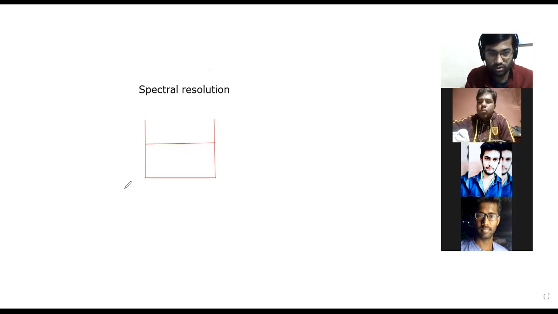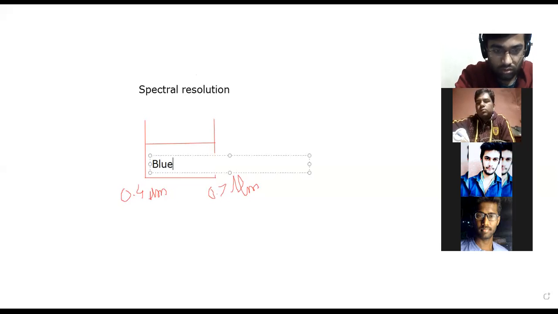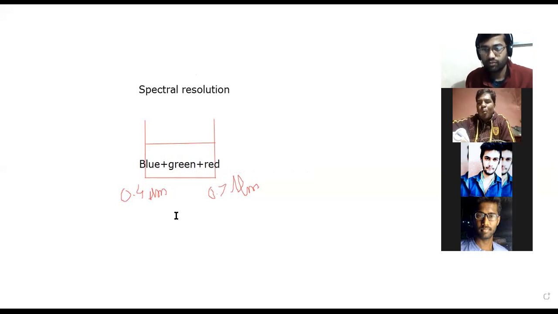What is the range of the visible region? Let's say 0.4 micrometer to 0.7 micrometer. So I'm using this one band here, I'm drawing one band, 0.4 to 0.7 micrometer. You know that within this band you have three colors: blue plus green plus red. Clear? So now this band consists of wavelengths of three different colors. Clear?